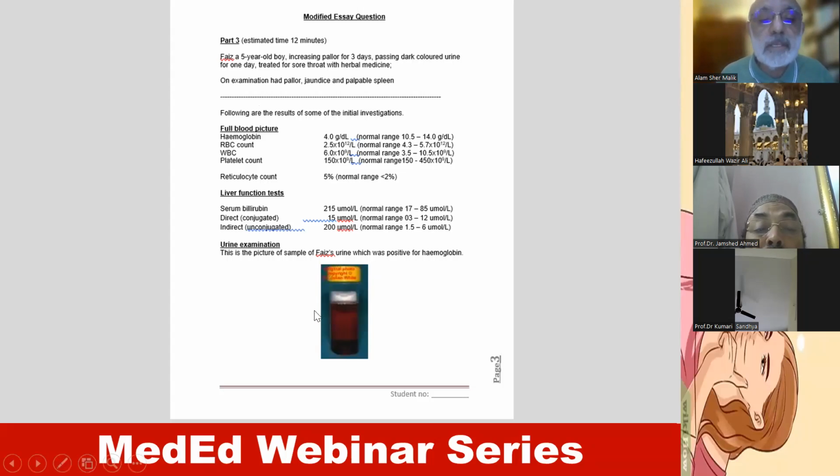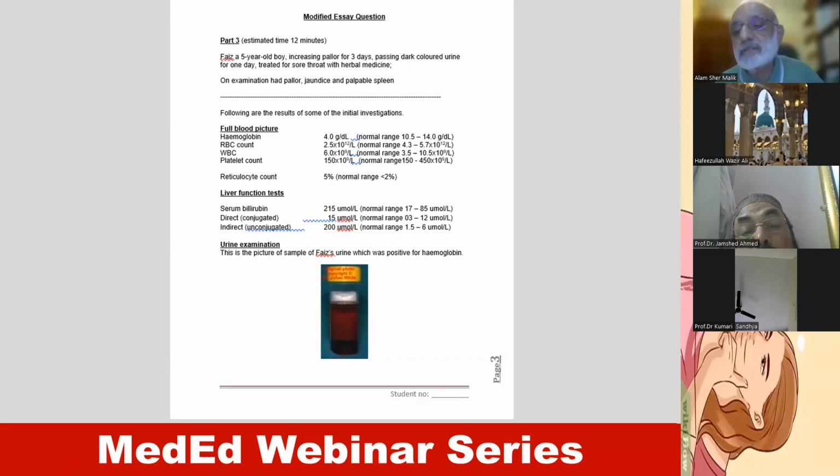And if you see here, another advantage of modified essay question is that we can use pictures for different findings and ask students relevant questions about that. For example, in this case, we have a picture of the sample of urine, and it is dark colored, and we can ask questions based on that.